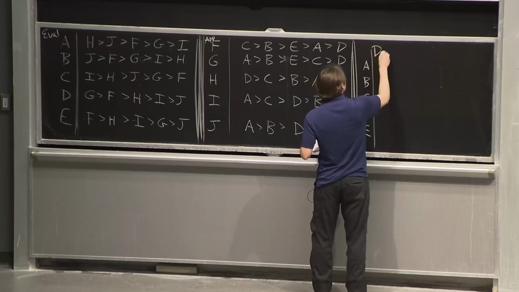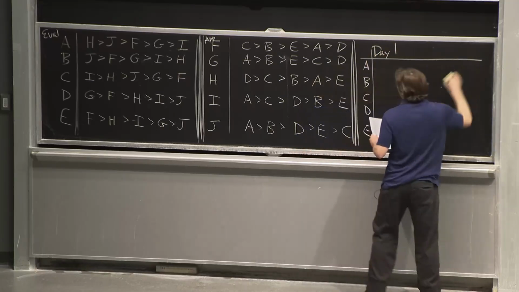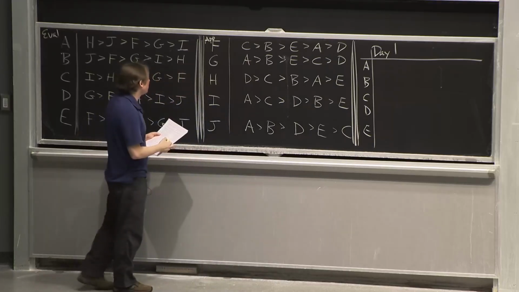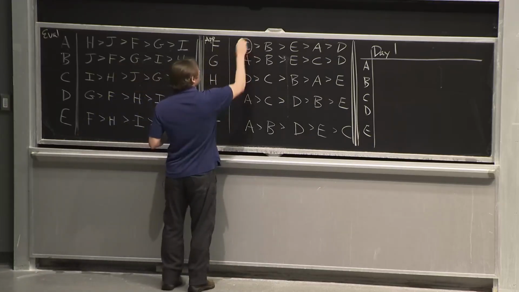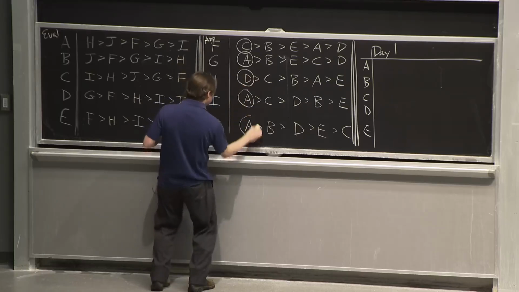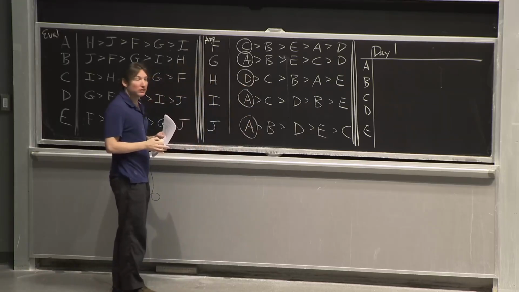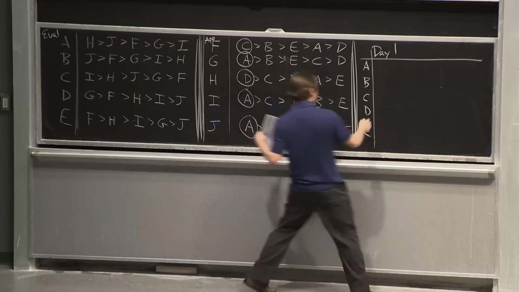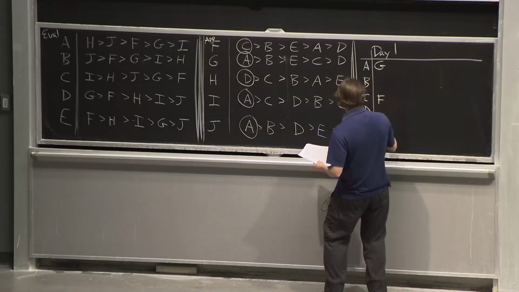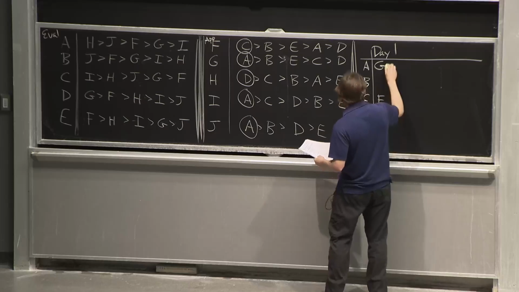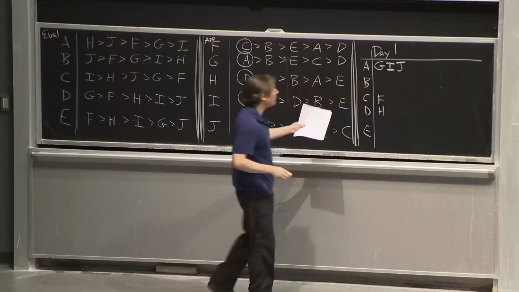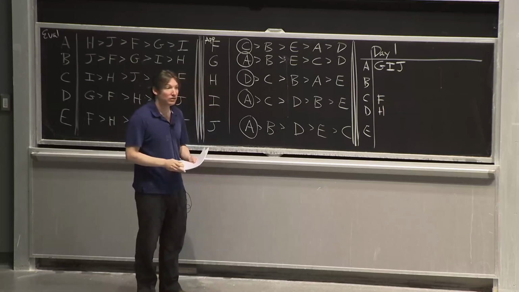What happens on day 1? F through J are each going to apply to their top choice. So F applies to C, G to A, H to D, I to A, J to A. So these are the applications on day 1.